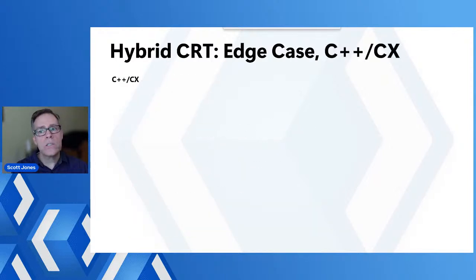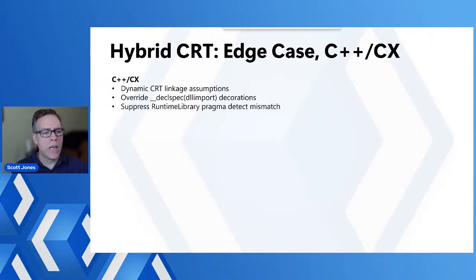Another edge case to consider is C++/CX code. I'm not going to get into that a lot, but I'll just say that CX code has deep assumptions about dynamic CRT linkage, and those can be overcome with some overwriting of decorations in yvals.h and a pragma detect_mismatch disabling, and then you can use this technique in your CX code as well.